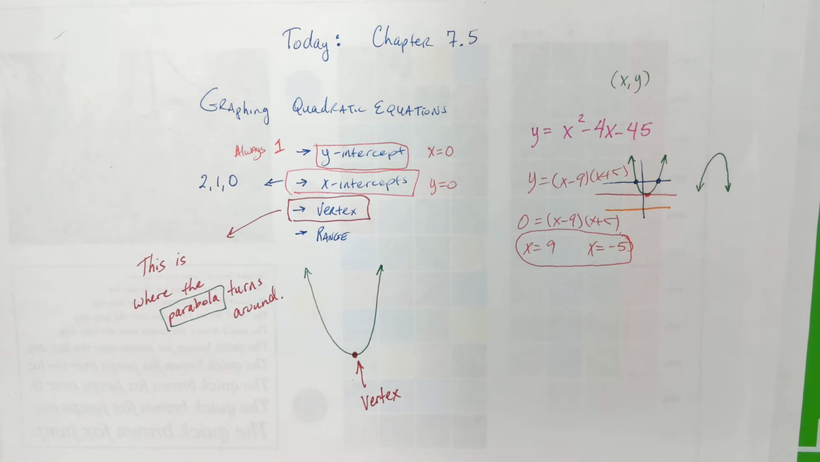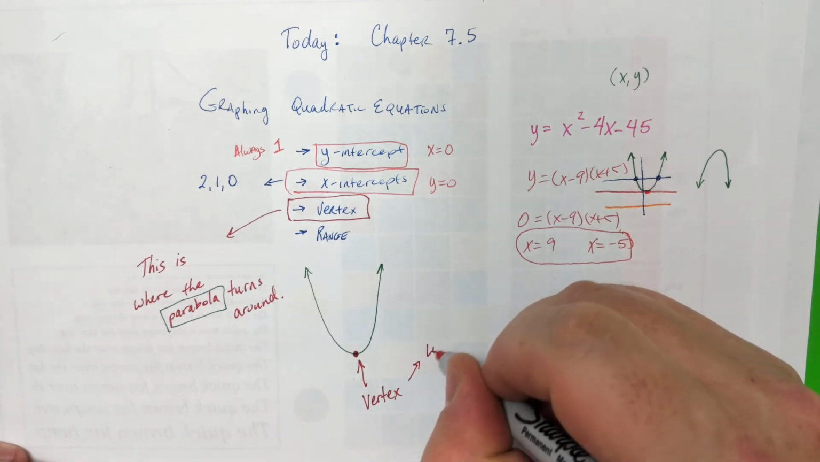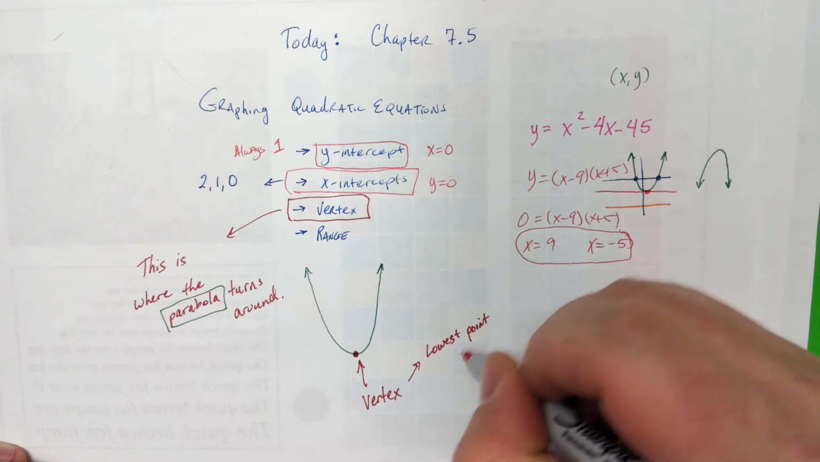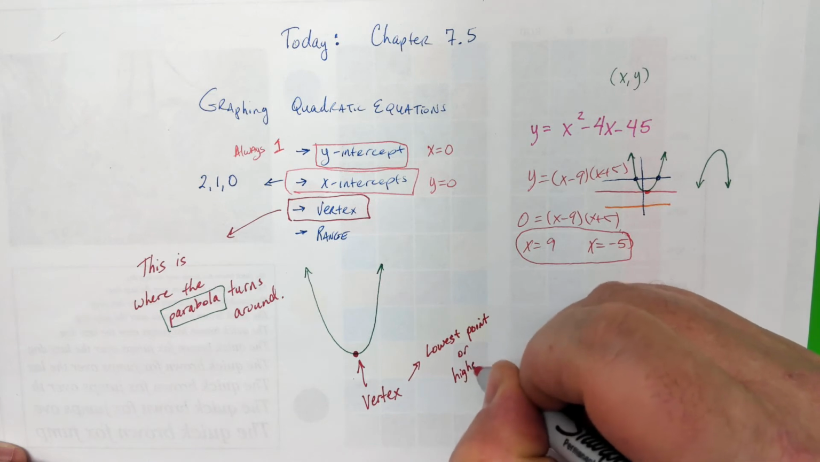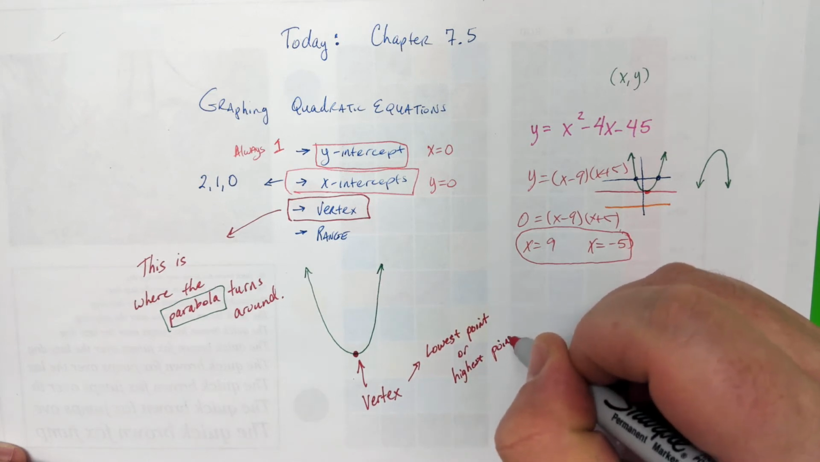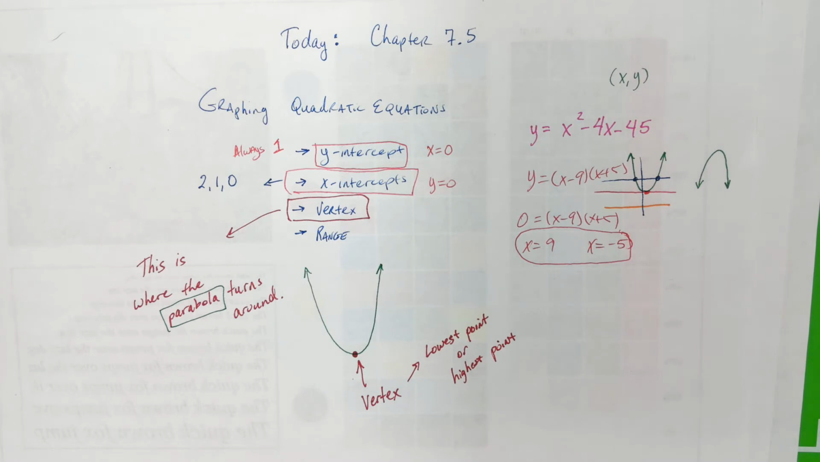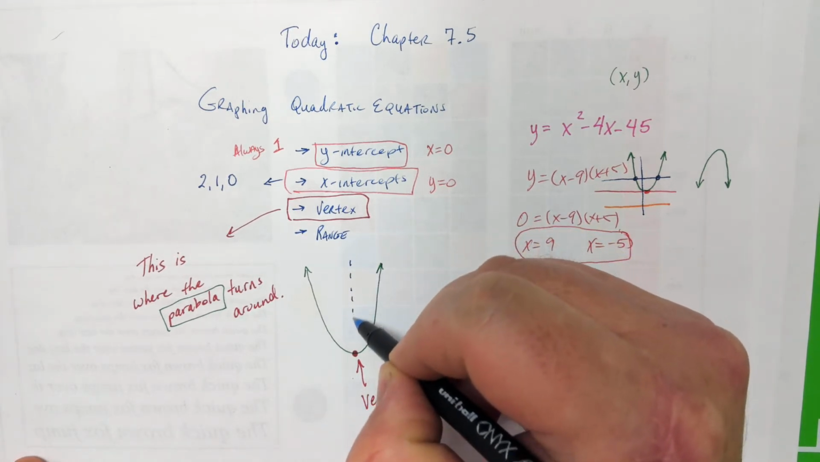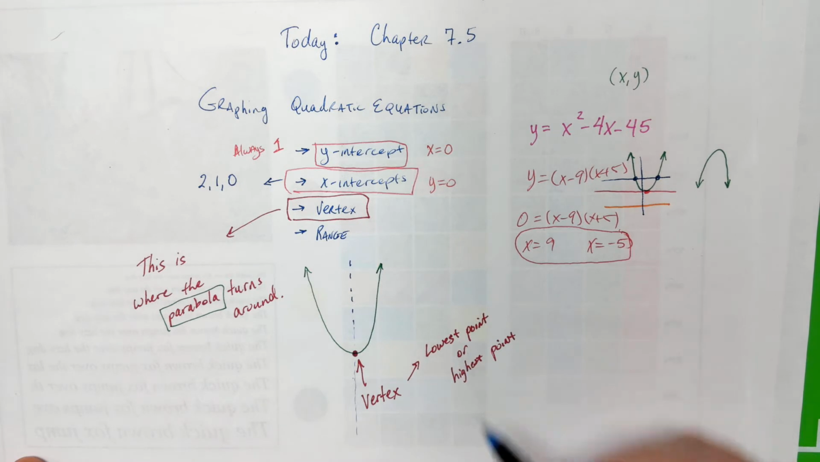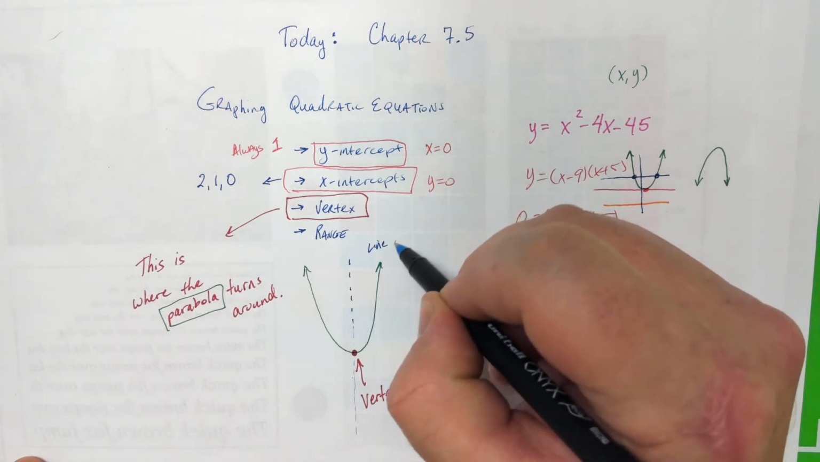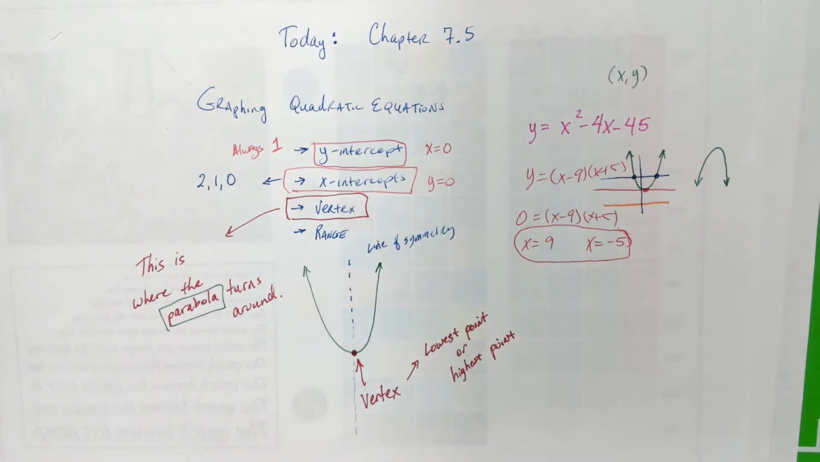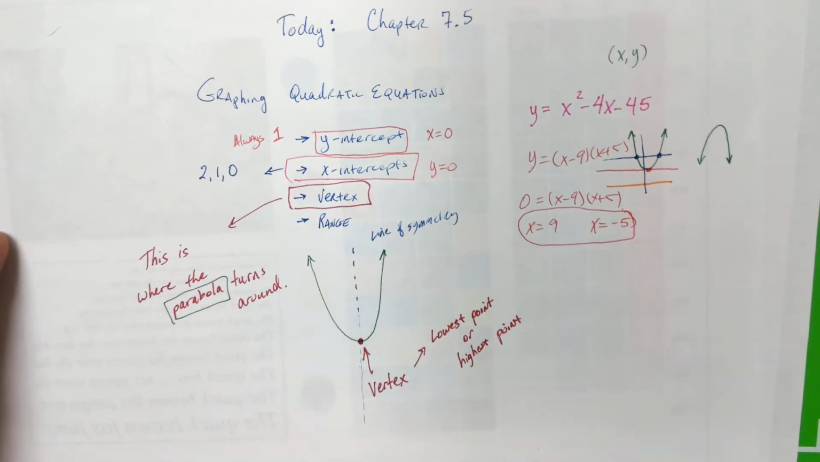Do you see? It's going to be either the lowest point, or it's going to be the highest point. Now there's something interesting about the vertex. It's actually not part of our graph, but we can use it to help us make a graph. There's this thing called a line of symmetry. Now this is a hand-drawn graph, so it's not exactly right. But there's a line of symmetry that goes vertically right through the vertex, and then each side should be like a mirror of the other side.